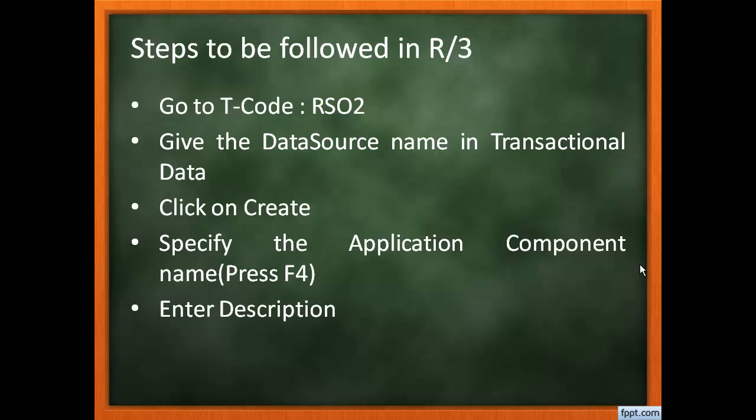First, you need to enter RSO2, give the data source name in the transactional data field, click on create, and you need to specify the application component name by clicking on browse and choose, or you can directly press F4. In our example, we are selecting sales and distribution, that is your SD. Then enter some description.